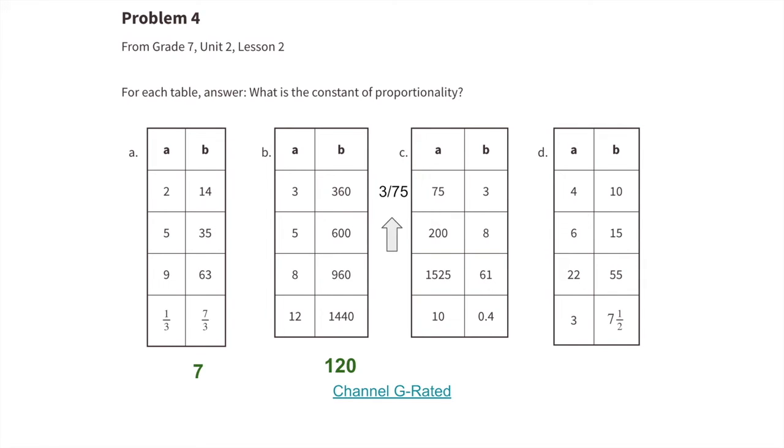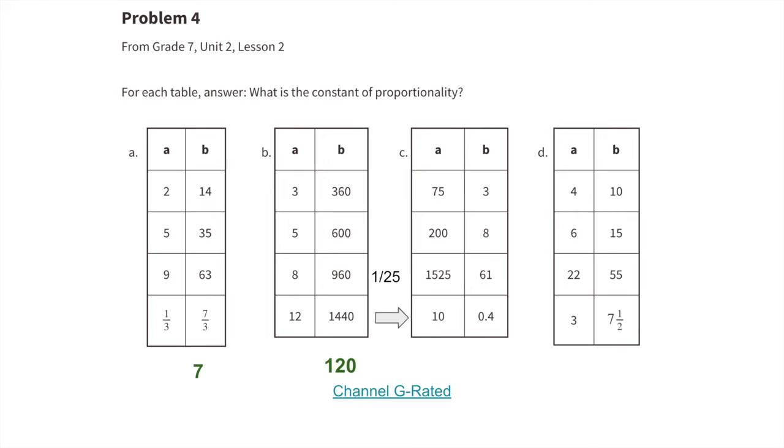Table C. 3 divided by 75. That's the same as the fraction 3 over 75, or 3/75, which can be reduced to 1/25. 8 divided by 200, that's the same as 8 over 200, which can be reduced to 1/25. 61 divided by 1,525, that's 61 over 1,525, and that can be reduced to 1/25.